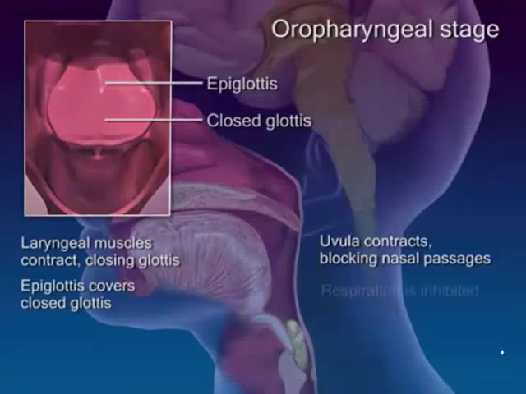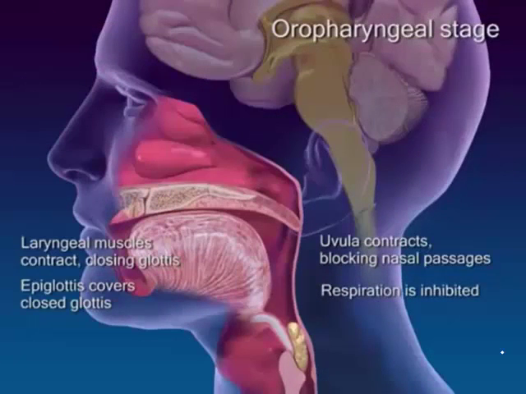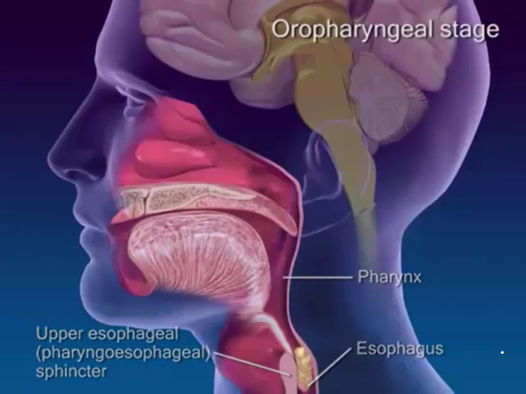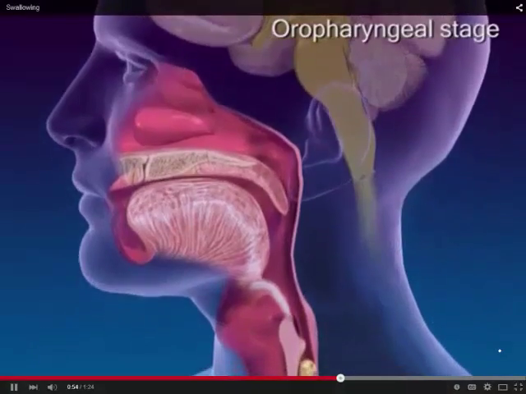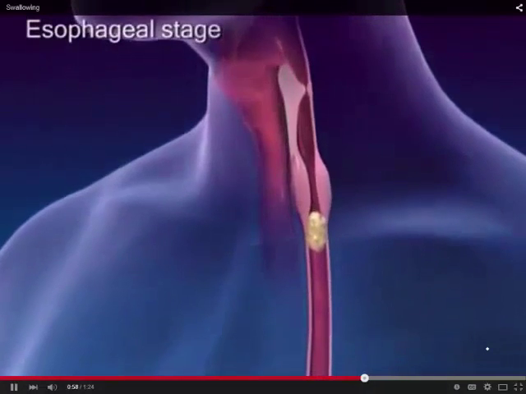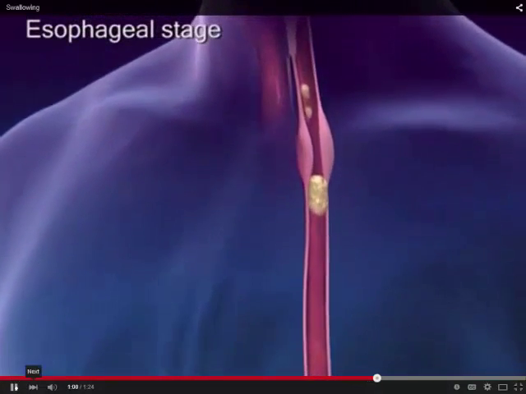With all airways blocked off, respiration is temporarily inhibited. As the upper esophageal sphincter relaxes, pharyngeal contractions drive the bolus into the esophagus. The oropharyngeal stage is done and breathing resumes. During the esophageal stage, a primary wave of peristalsis initiates.